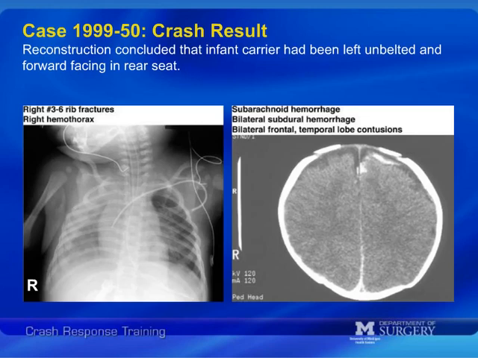The result was that this child ended up with fractures to rib 3 through 6 on the right, as well as a hemothorax, which is bleeding into the chest, which you can see here by this wider area within the right chest cavity. Remember, in an X-ray, you're looking at from the front, so the left side of the X-ray is the patient's right, and the right side of the X-ray is the patient's left. You can see, in addition to that, this child sustained very severe head injuries, including a subarachnoid hemorrhage, bilateral subdural hemorrhages, and bilateral frontal and temporal lobe contusions.